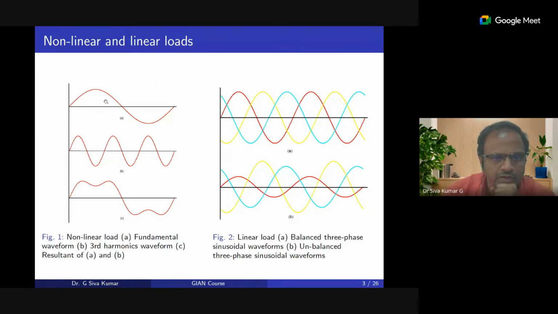Here the waveform shows a nonlinear load and how you are going to have the currents. This figure A is the fundamental, and you are going to have the third harmonic, and then the combination of the first and the third harmonic. This is the nonlinear load current. And you can see that in figure 2, A is the balanced voltages, and figure B is the unbalanced voltages.